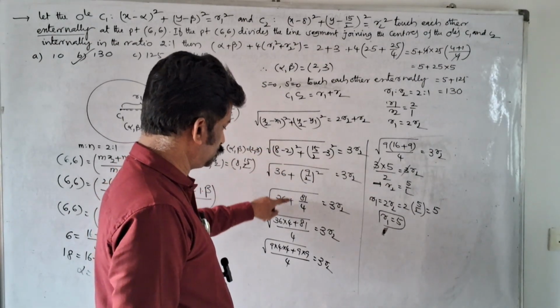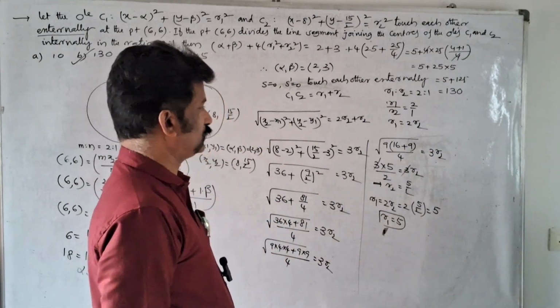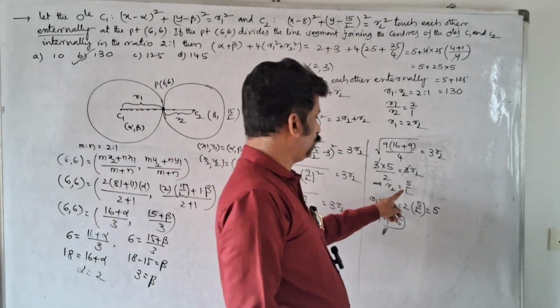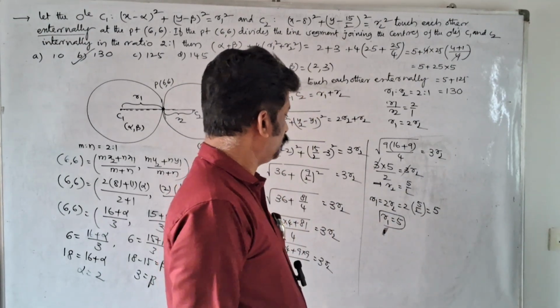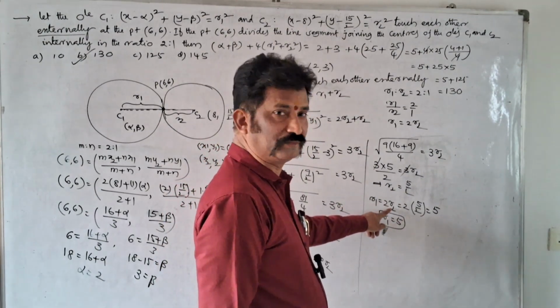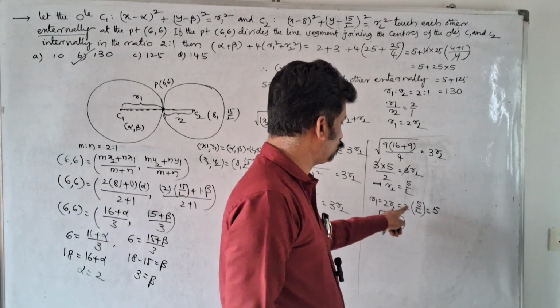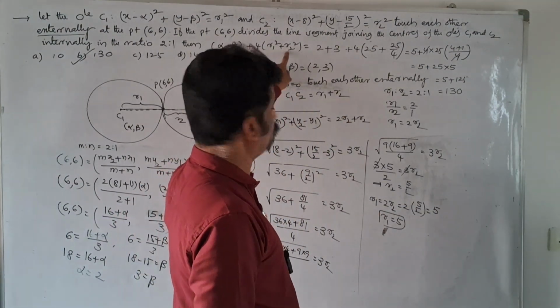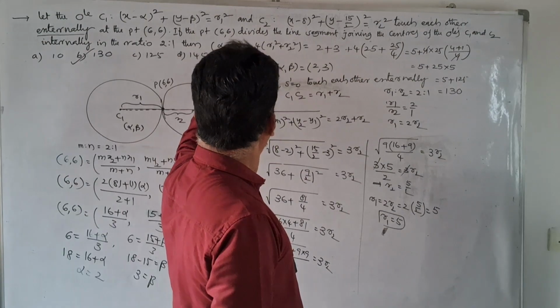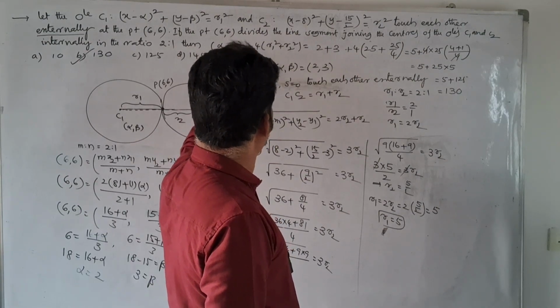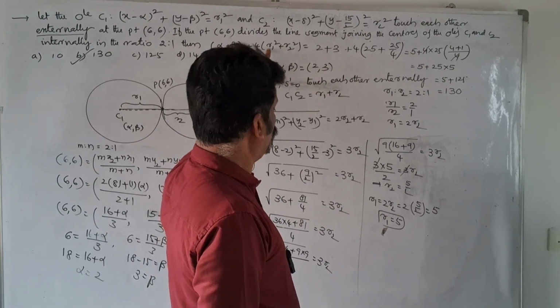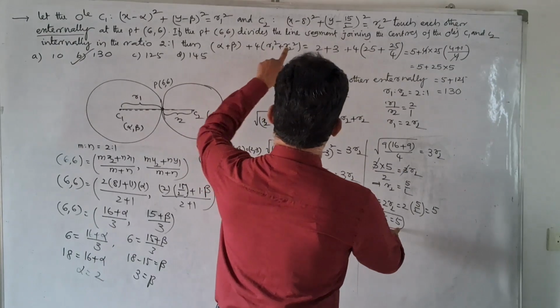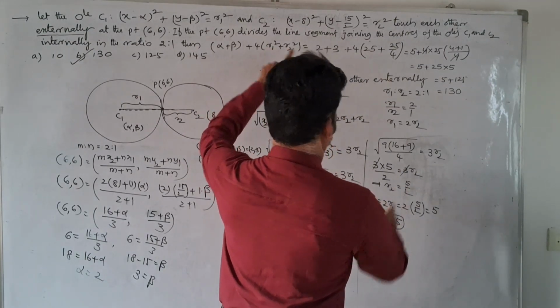Then substitute the values and simplify like this. We get the value of R2. But R1 is equal to 2R2, so R1 is 2 into R2. R1 ready, R2 ready. Then substitute in this expression: alpha is equal to 2, beta is equal to 3, 4 into R1 square. R1 square is equal to 25 and R2 square is equal to 5 by 2 whole square.